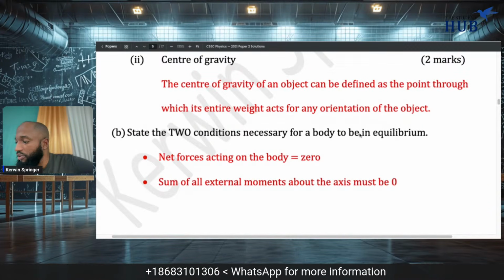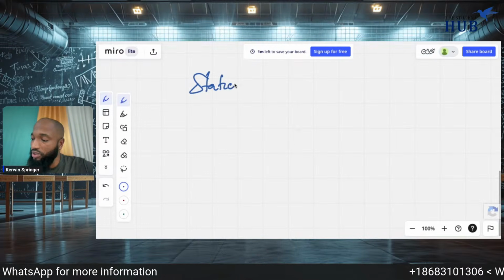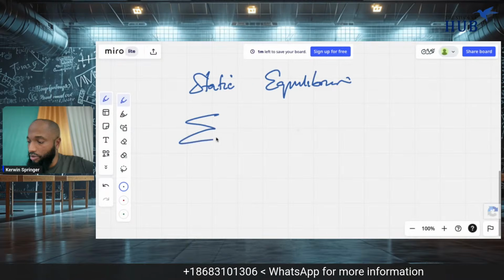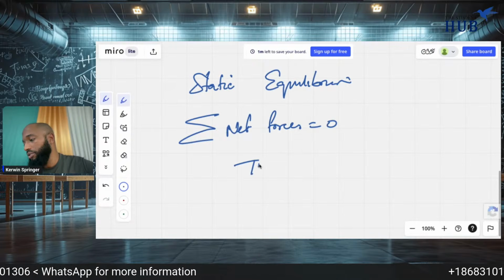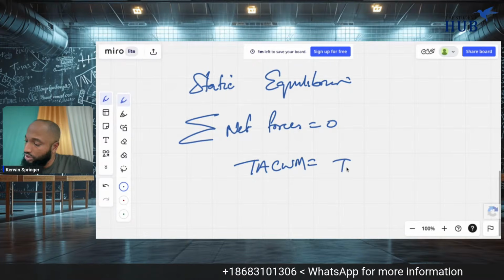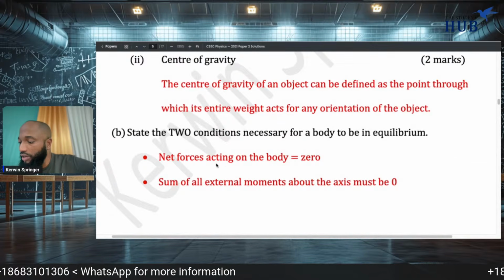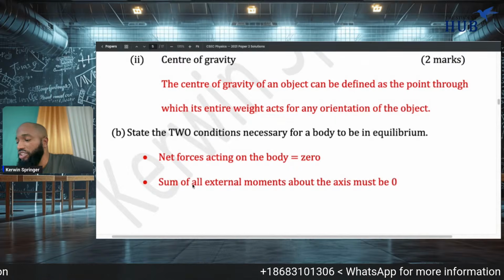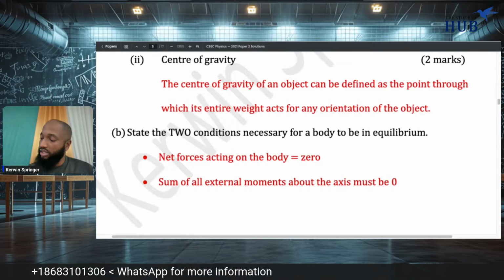The two conditions necessary for a body to be in equilibrium. From the time you see that, you know they're talking about static equilibrium conditions, which are what? The sum of the net forces is 0. And the next one? The total anti-clockwise moments is equal to the total clockwise moments. Now you write it out fully. The net force acting on the body is equal to 0, and the sum of all the external moments about the axis must be 0. This is a shortcut way of writing it. Or you could say all the anti-clockwise moments about a point on the body are equal to the clockwise moments.